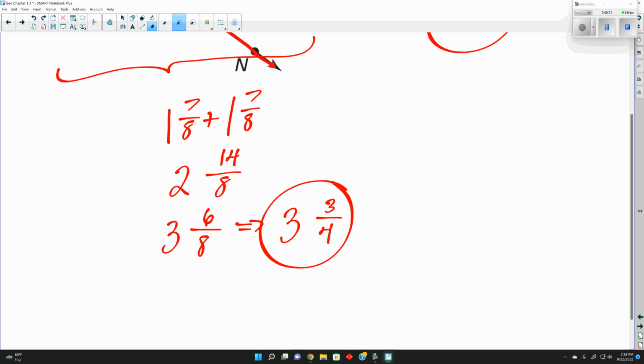Or we could have plugged this into a calculator and it would have given us the answer. So either way works. Any questions on this here? We good with this here? Yes. We ready for the next one?